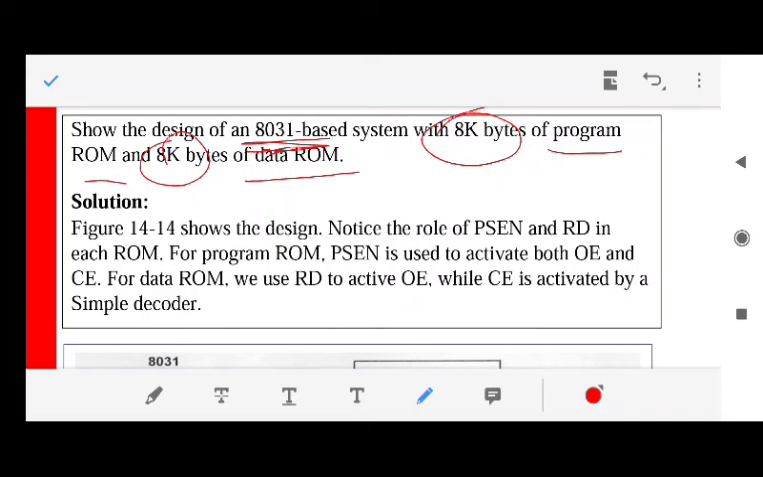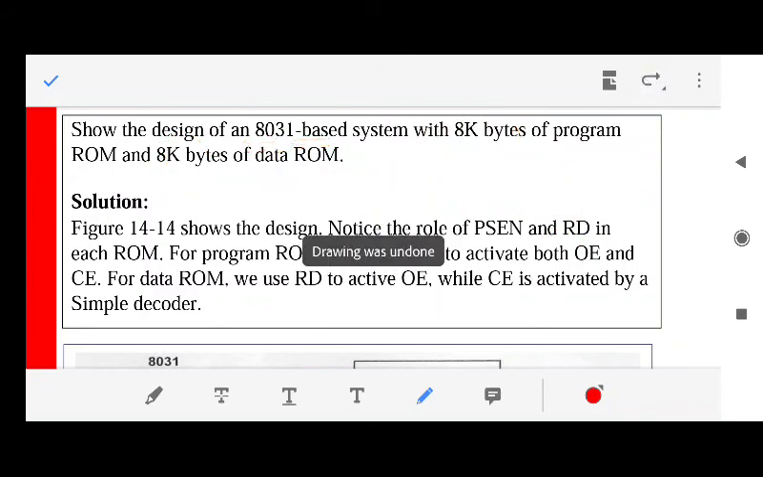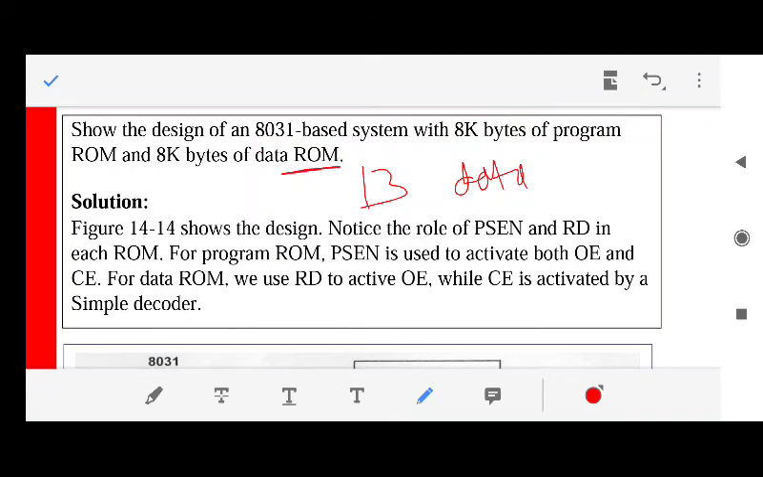What you have? You have two external memories, data ROM and program ROM. Both have the same size, 8 kilobytes. 8 kilobytes means 2 to the power 13. Fine. 13 address lines are required. The first thing, you should calculate how many address lines are required and how many data lines are required. Definitely it's a ROM, so 8 data lines are required. So 8 data lines and 13 address lines.